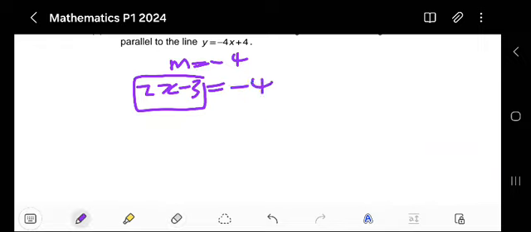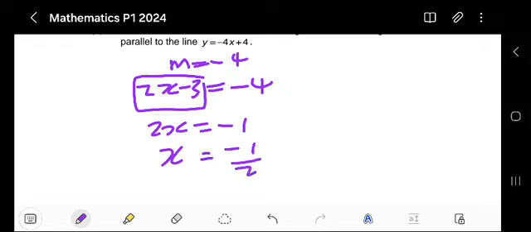We can solve for x there. If you take that, you transpose to that side, isn't it? Then you divide by 2 on both sides and you'll have -1/2. So this is what we'll have there, our x value.